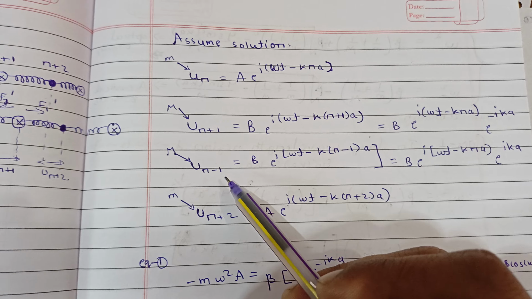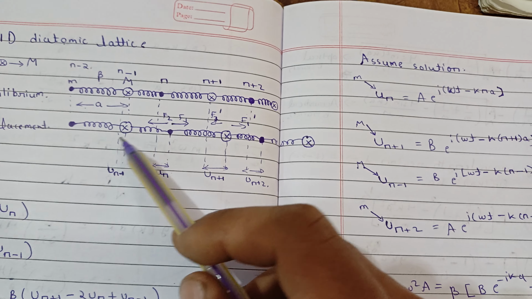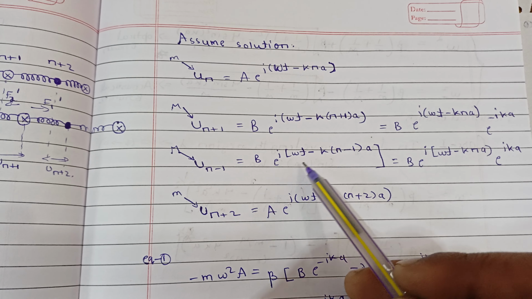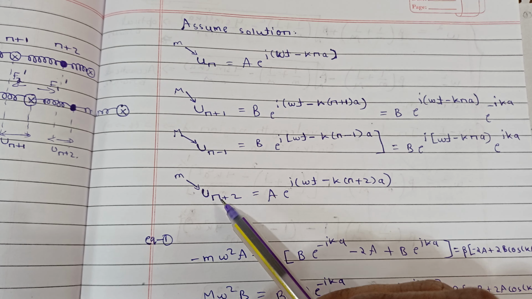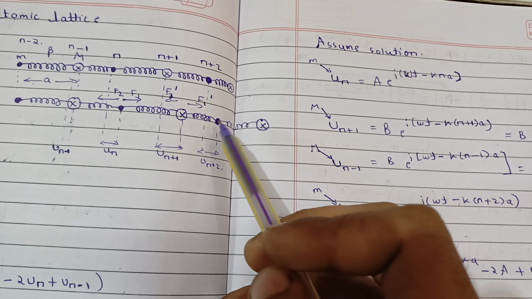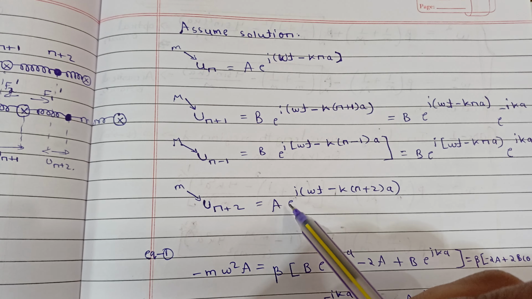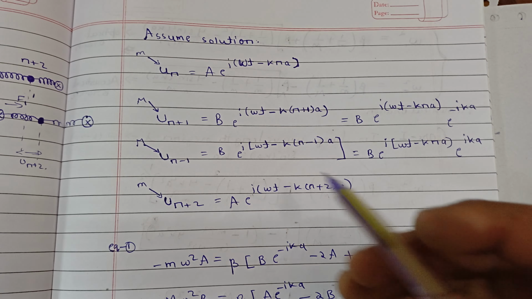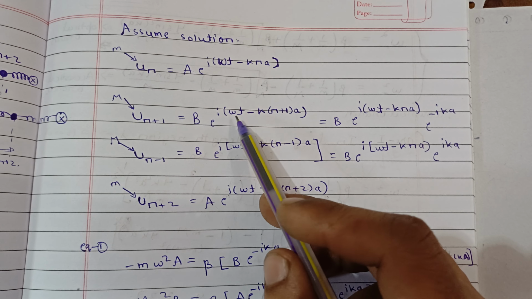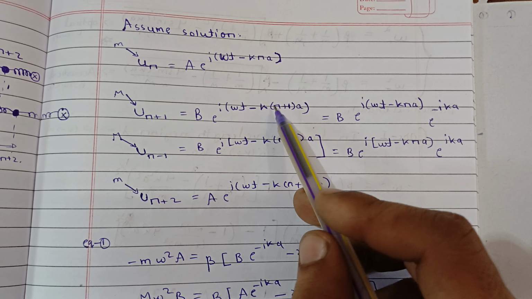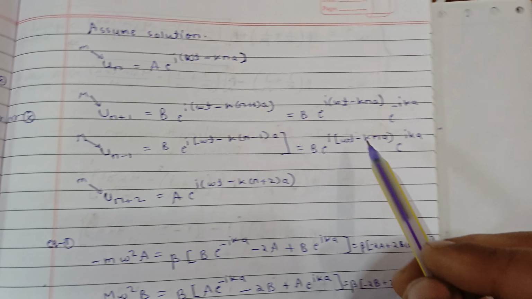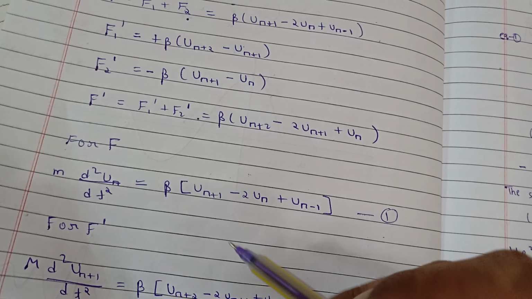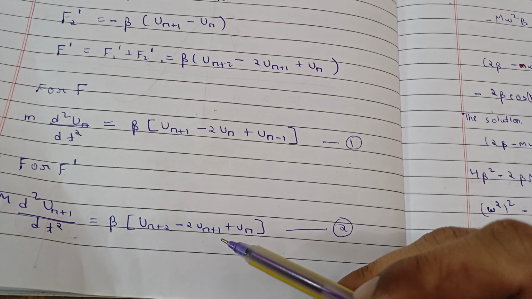For n minus 1, here is n, and n minus 1 is again capital M, so the amplitude will be the same, B, and we add this equation. For n plus 2, which is again small m, we get the amplitude A e to the power i omega t minus k n plus 2 a. Now we can write this equation in this form, because we can write omega t minus kna and take out ka. So it will be like this, and this will be like this. Now just substitute them in equations 1 and 2. So what will we get?